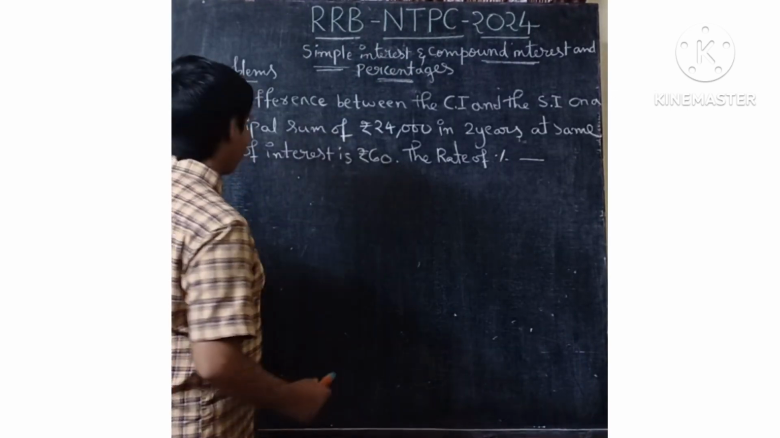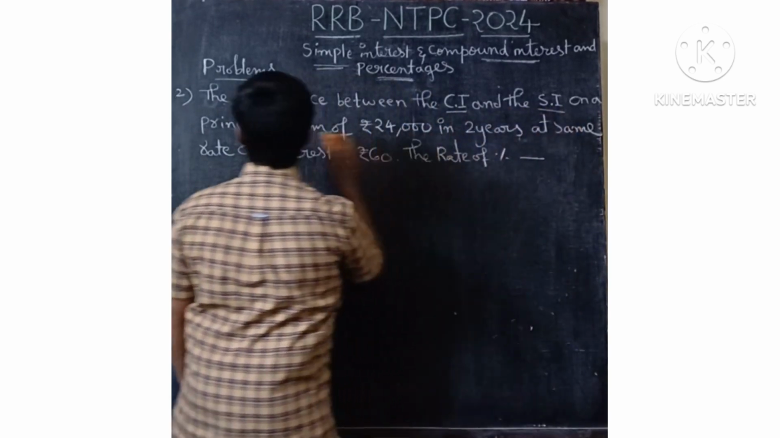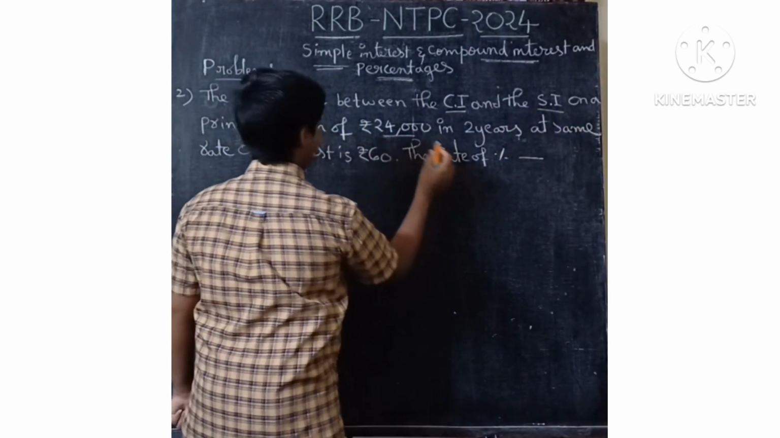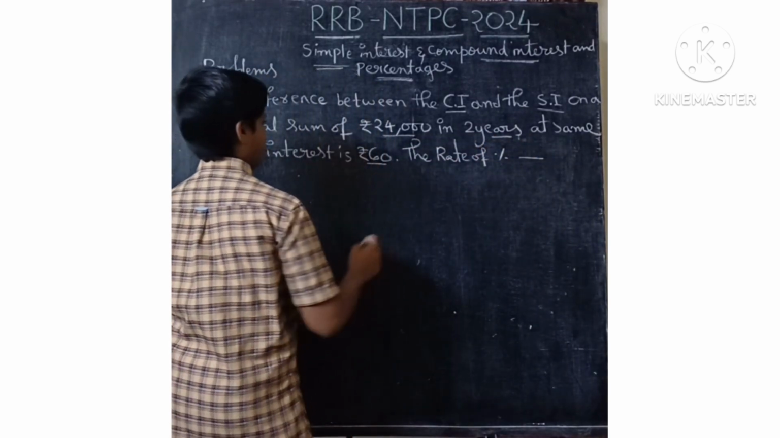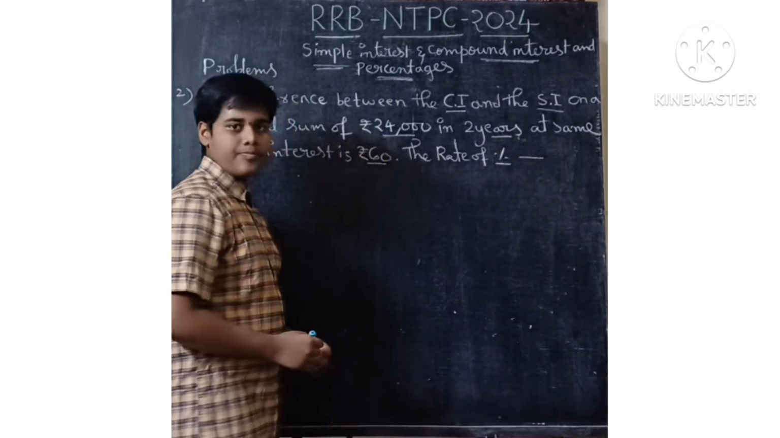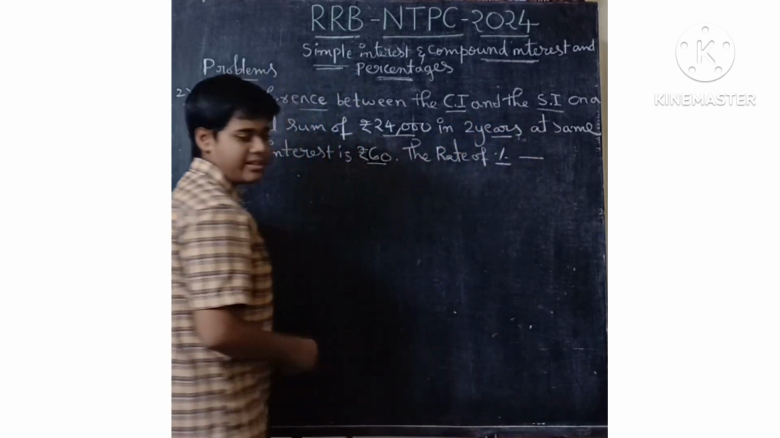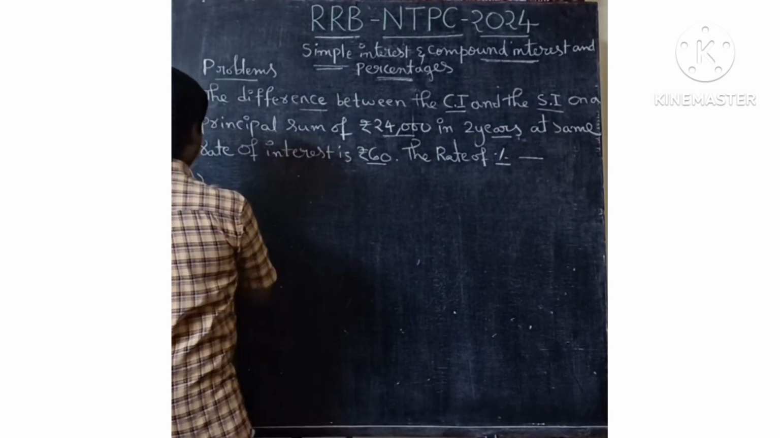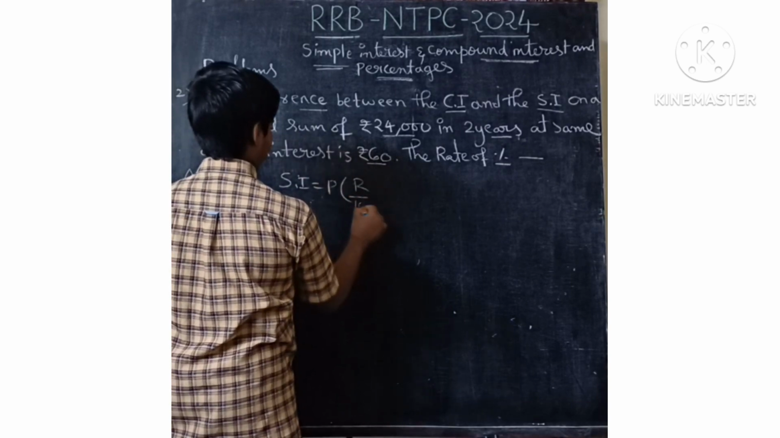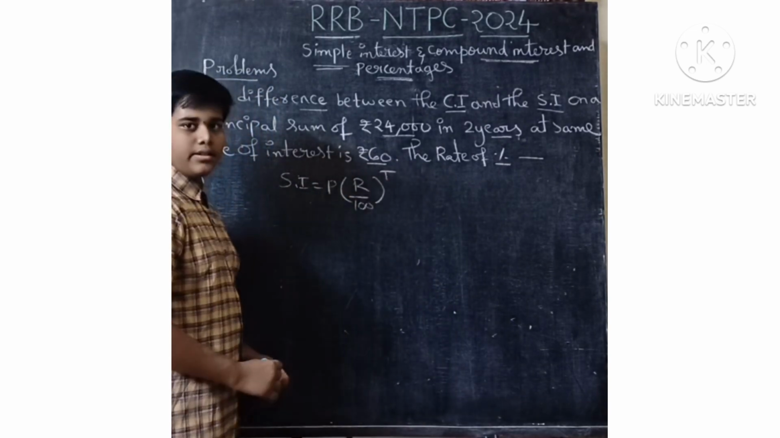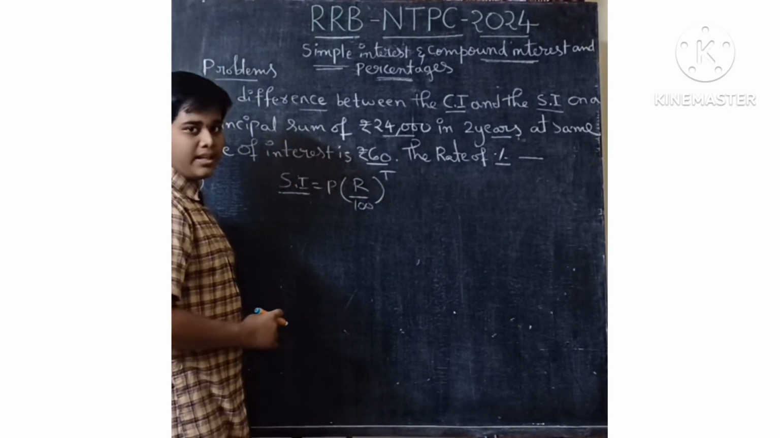Okay. If you see the second question, the difference between the compound interest and the simple interest on a principal sum of 24,000 in 2 years at the same rate percent is 60 rupees. The rate percent is? So when they give in the question the difference between these two interests, we have to use the formula: CI minus SI is equal to P into (R by 100) whole power T.